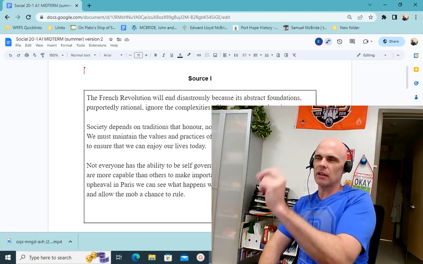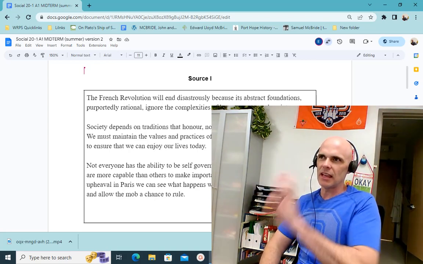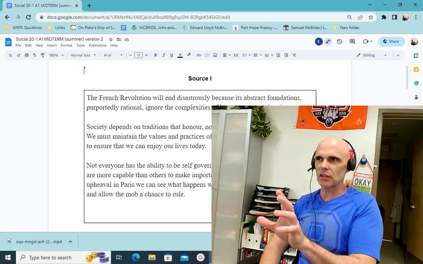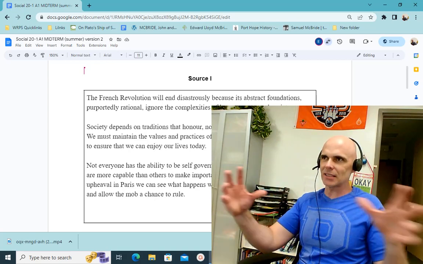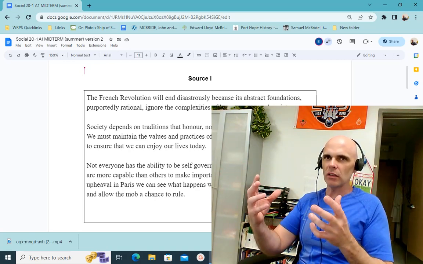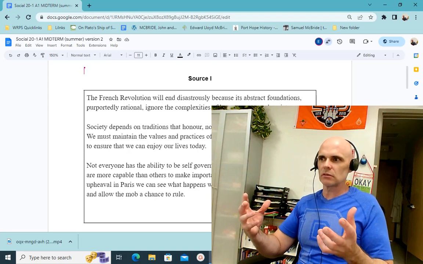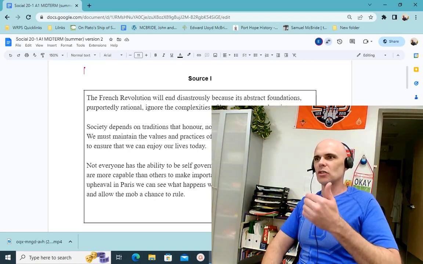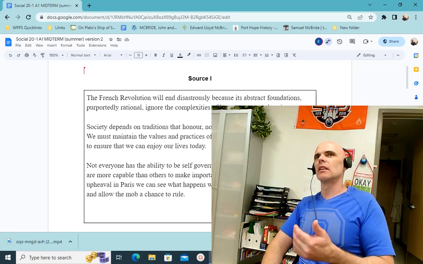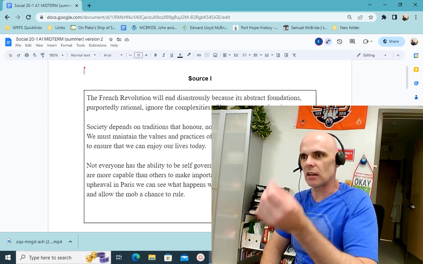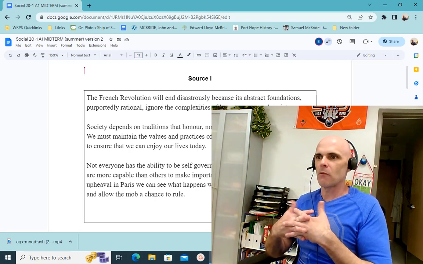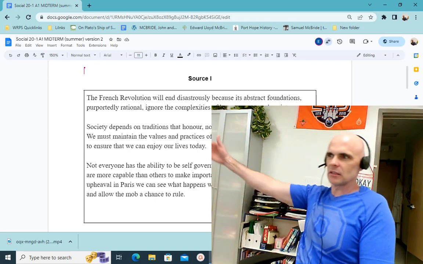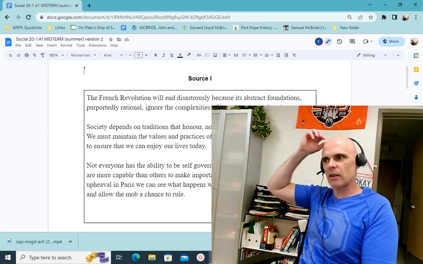And as he's speaking against the mob, he's speaking against the essence of a modern nation and nationalism. What binds us together shouldn't be equality. We're not equal. We're not equal. And any actions to try to force equality upon us are going to end in disaster and upheaval. We must maintain the values and practices of our ancestors who have made sacrifices.